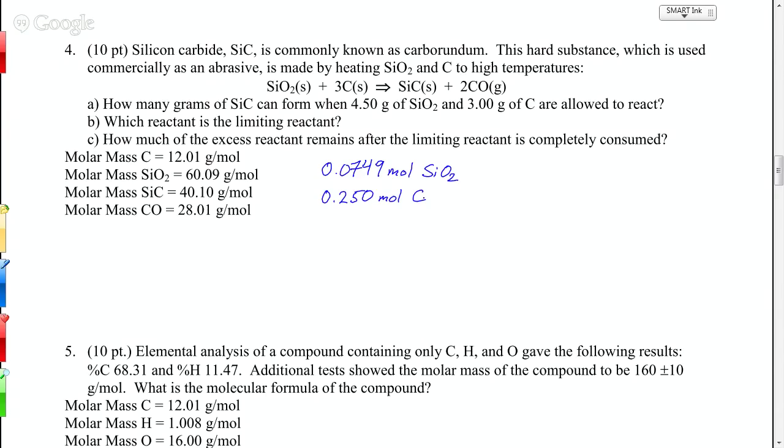So how do we determine which one is the limiting reactant? Because we can't even answer A yet until we find the limiting reactant, right? Because we don't know which one to base our calculation for the product off of. So how do we find the limiting reactant? You can do one of two ways, right? You pick whichever reagent you want, calculate how much of the other one you need, and then compare if you have more or less of that one. So let's do that. We'll just start with this SiO2 because that's what I wrote down first.